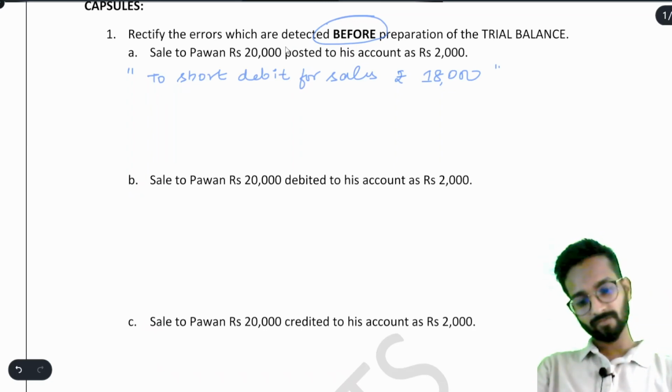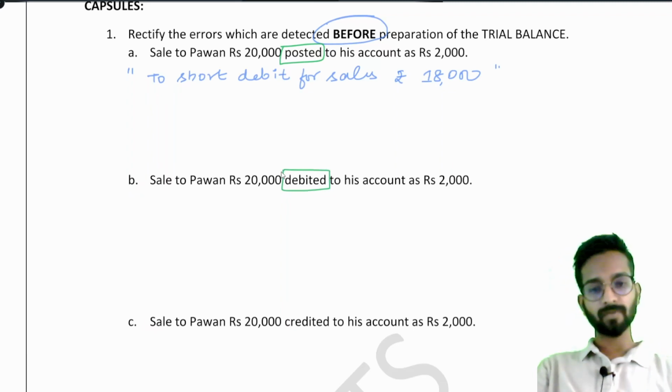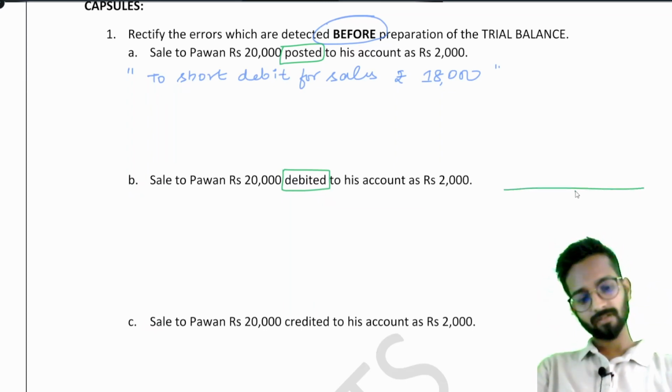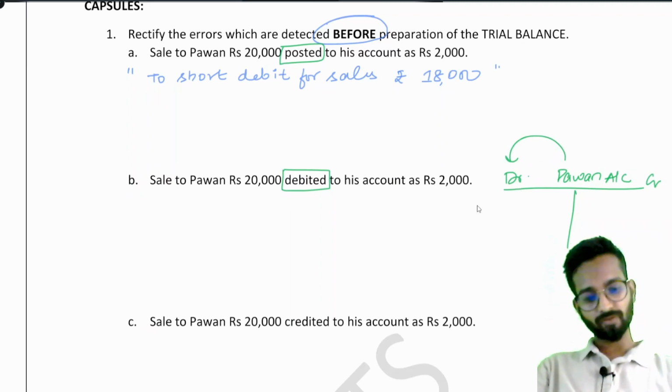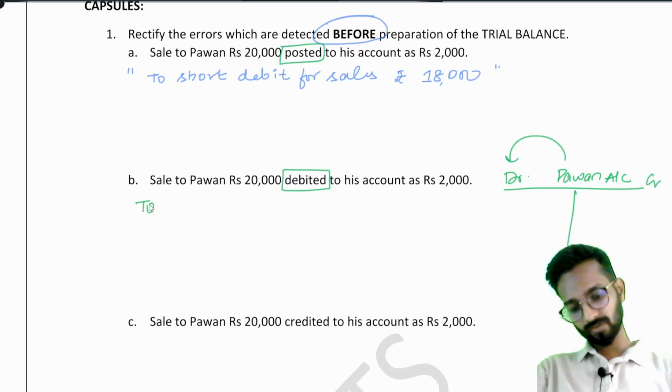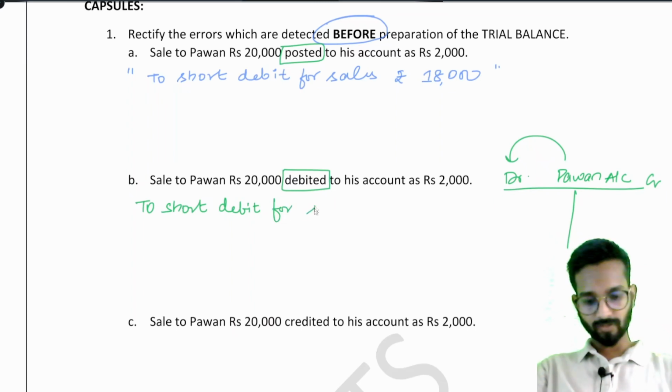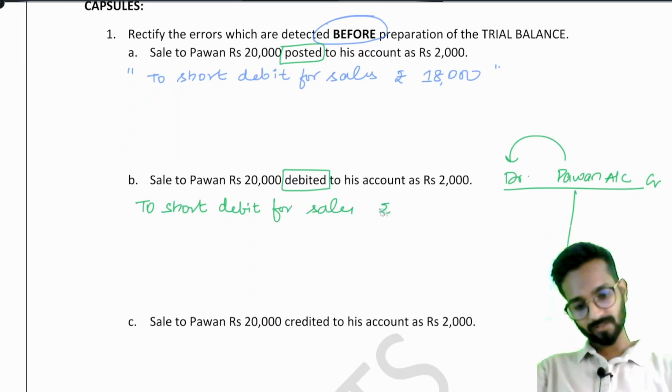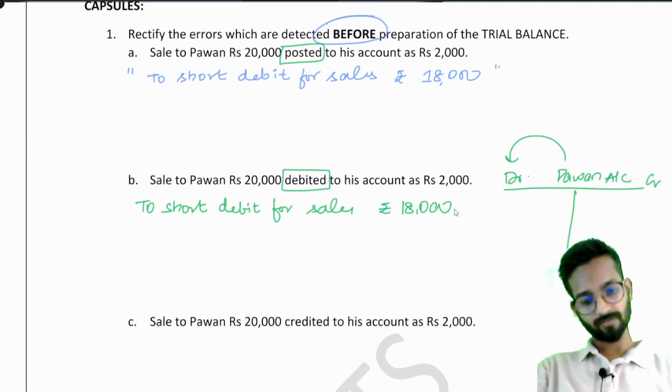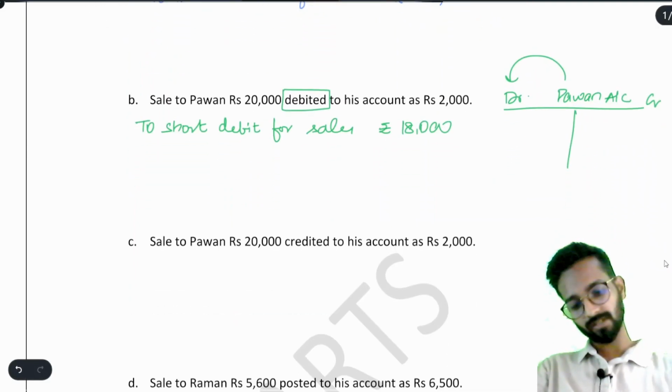Understand, here we used the word posted, here we use the word debited, but remember the answer for both is the same, because we were supposed to debit Pawan's account only, right? When I have prepared Pawan's account debit, so when I am writing on the debit side, it means I am debiting Pawan's account. So Pawan account debit, I am writing here "to sales rupees 18,000". Simple.